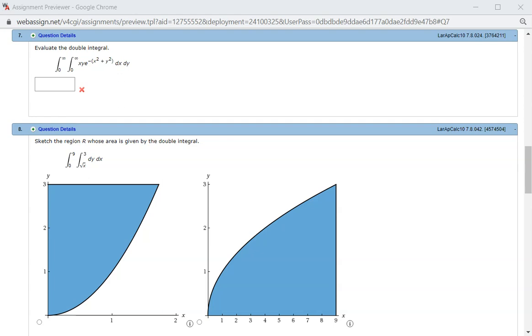All right, let's look at homework 7.8, problem number 7. Let's evaluate this improper double integral.